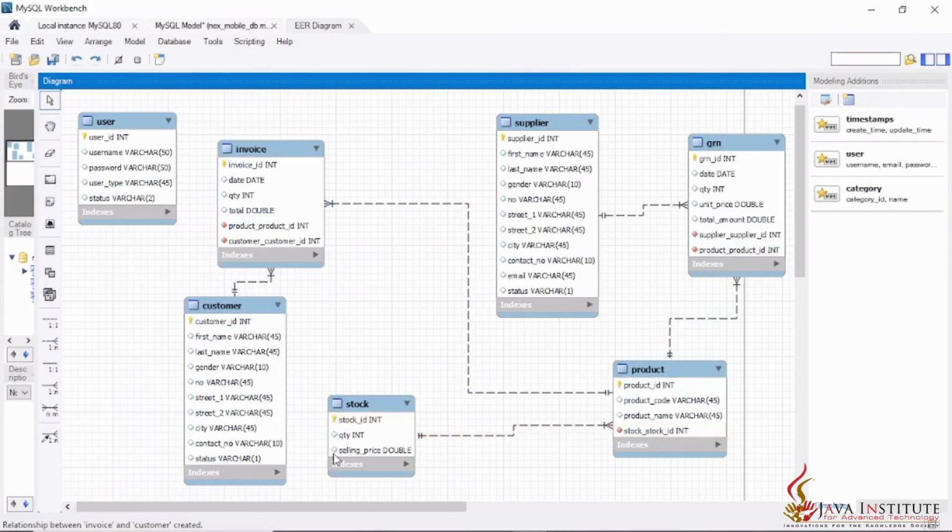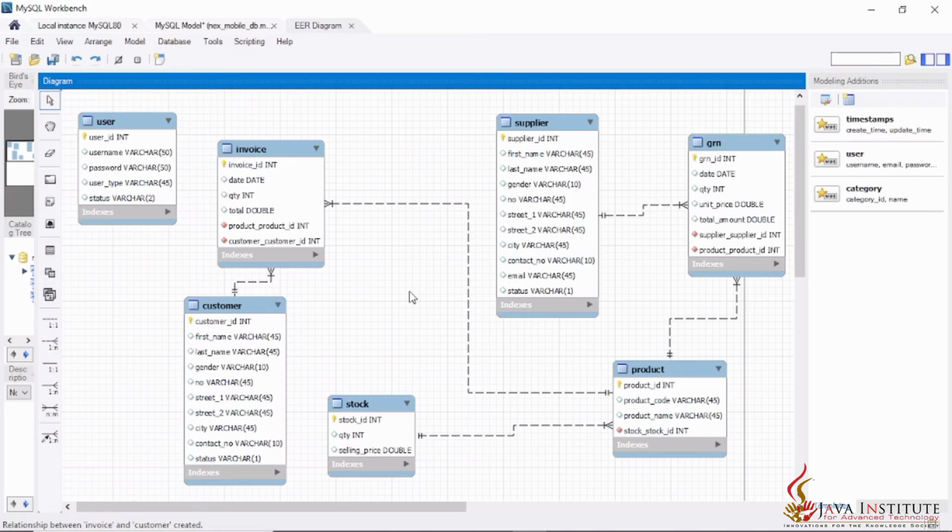So here between this stock table and the product table there has been created a one-to-one relationship, and between this GRN table and the product table a one-to-many relationship has been created also, and here also a one-to-many relationship, and this is the way we have to create. And this is the final layer diagram that we have developed from my video 11 to this video 15.